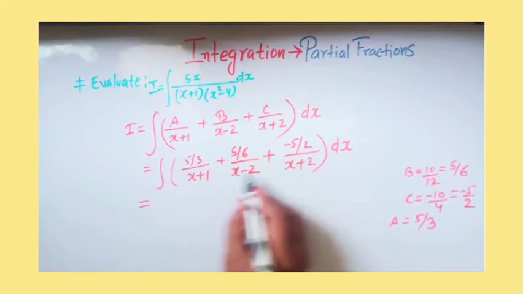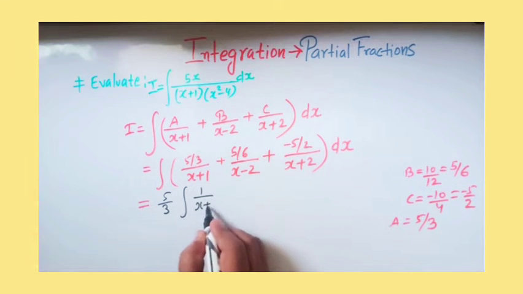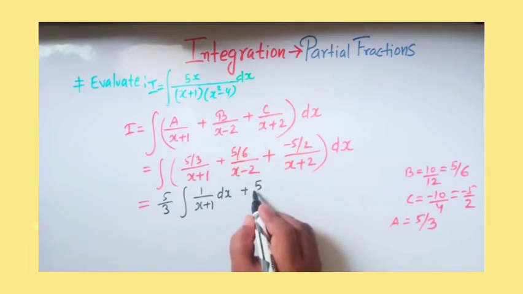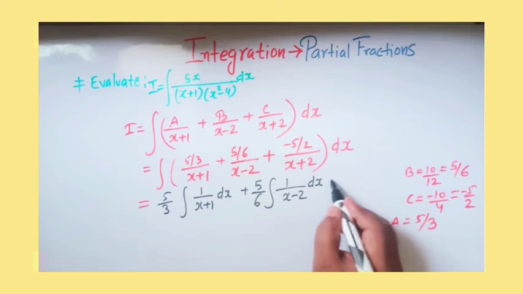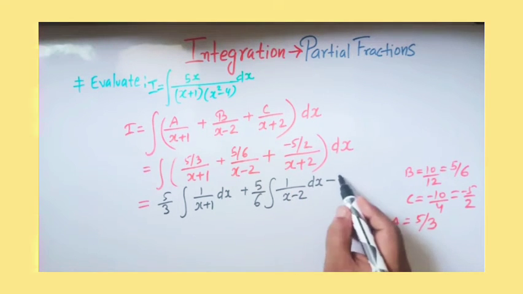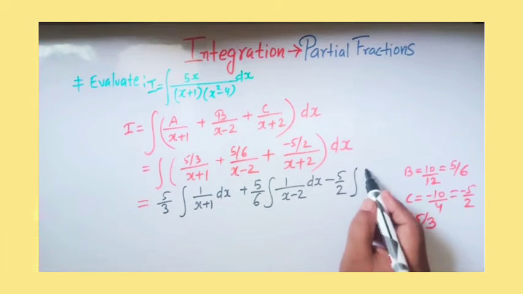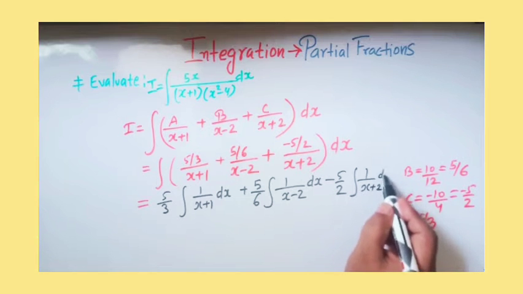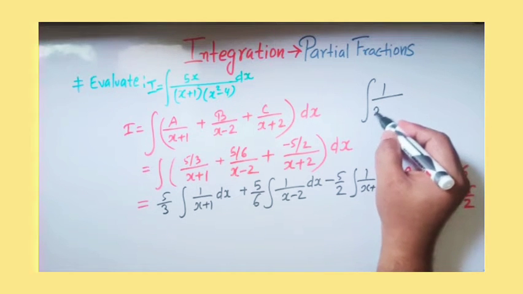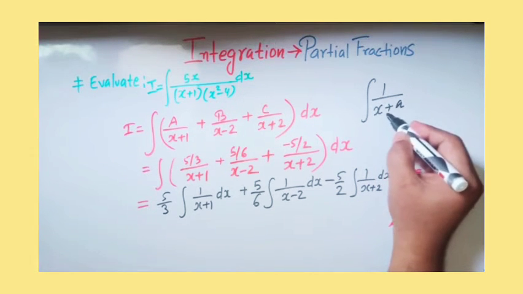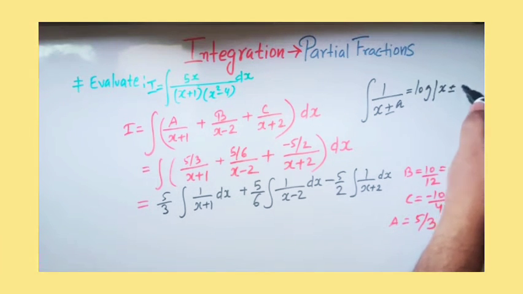Now this can be written as, if we separate all these terms, 5 by 3 times the integral of 1 over x plus 1 dx, then we have 5 by 6 times the integral of 1 over x minus 2 dx, plus minus 5 by 2 times the integral of 1 over x plus 2 dx, right? Now viewers, always remember that the integral of 1 over x plus a or minus a is log of x plus or minus a. Clear?